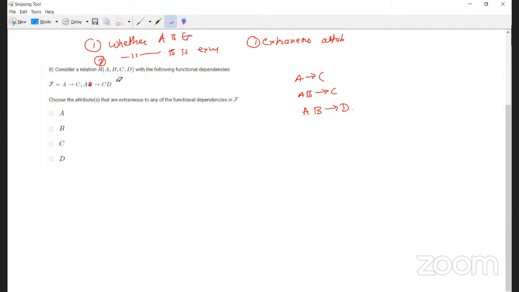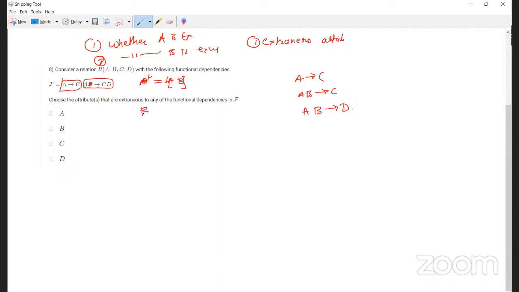In this case, we don't need to check the right side because there are only single attributes on both sides. So here we have to check whether A or B is extraneous on the left hand side. For checking whether B is extraneous or not, just take the closure of A. If we get B in that closure of A, then we can say that B is extraneous here.